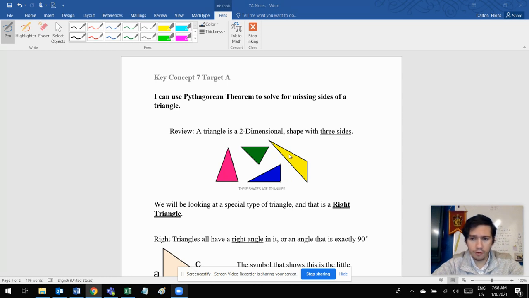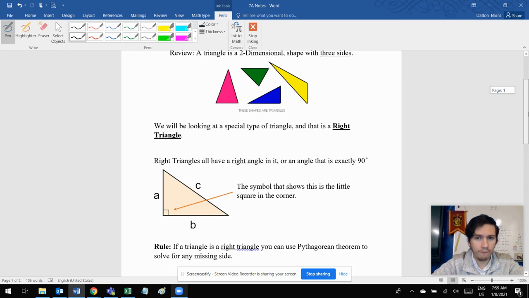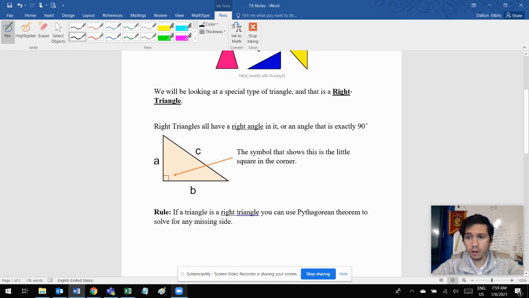And you've probably seen a lot of triangles throughout your life, but they're a very, very important shape in mathematics. So we want to look at a very special type of triangle, called a right triangle. Now, that doesn't mean that there are left triangles or wrong triangles or anything like that. We just want to look at a right triangle, which has a right angle in it. Every single right triangle has a right angle in it.